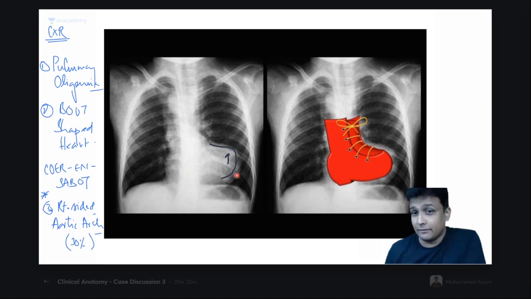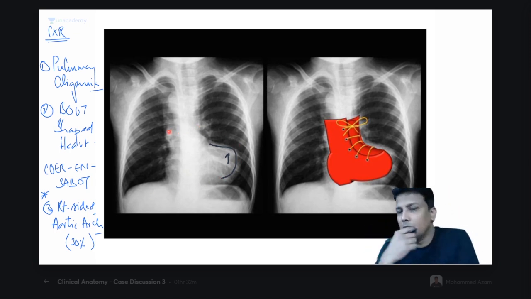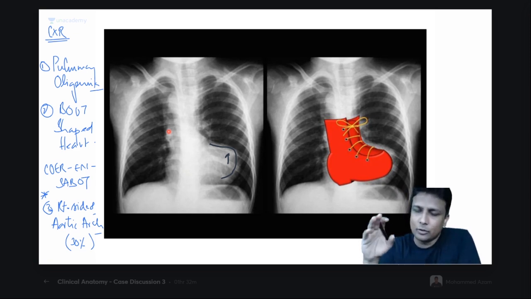Sir, tell me, how will the right-sided aortic arch be there? You'll not be able to appreciate that on the chest X-ray. So forget about that. It is not present in every patient. It's there only in 30% of the patients, guys. So take it easy, guys.